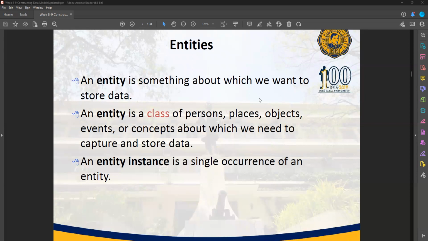So let's proceed with the entity. It says there, the entity is something about which we want to store data. We mentioned that a while ago. It refers to persons, places, concepts, objects, or events which we need to capture and store as data. In the context of databases and data modeling, an entity is a specific object or concept that can be represented in a database. You've noticed it also in the actual ERD that I displayed to you.